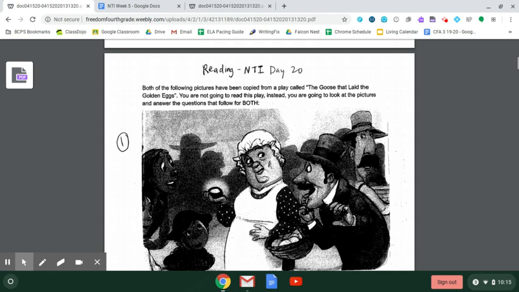That's today. Both of the following pictures have been copied from a play called The Goose That Laid the Golden Eggs. You are not going to read this play. Instead, you are going to look at the pictures and answer the questions that follow for both. So you're not actually going to read this play. You're going to have to guess what this play was about.